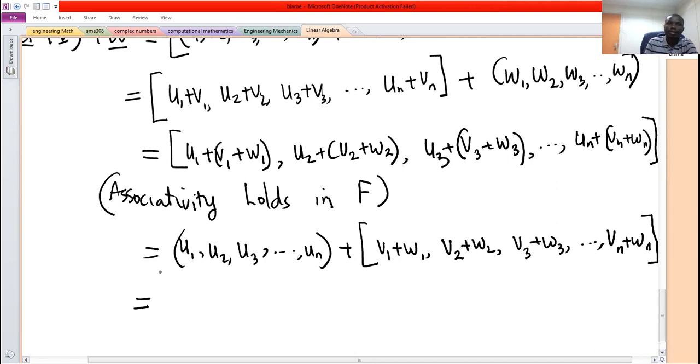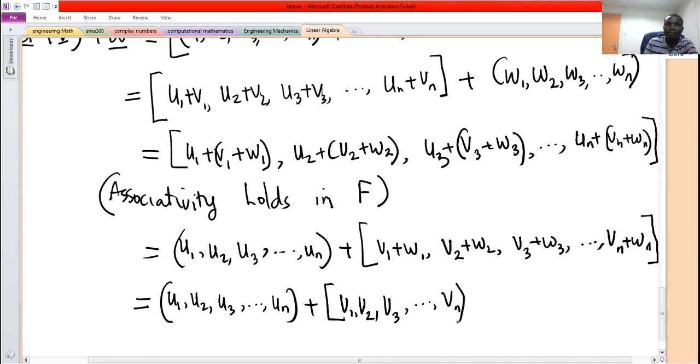Now, this will be u1, u2, u3 up to un plus, in this square bracket, it's like I have added vector v, then plus w. So we'll have v1, v2, v3 up to vn plus w1, w2, w3 up to wn.